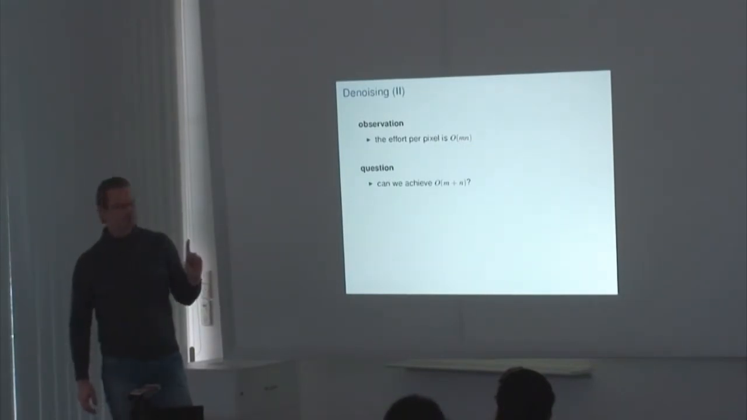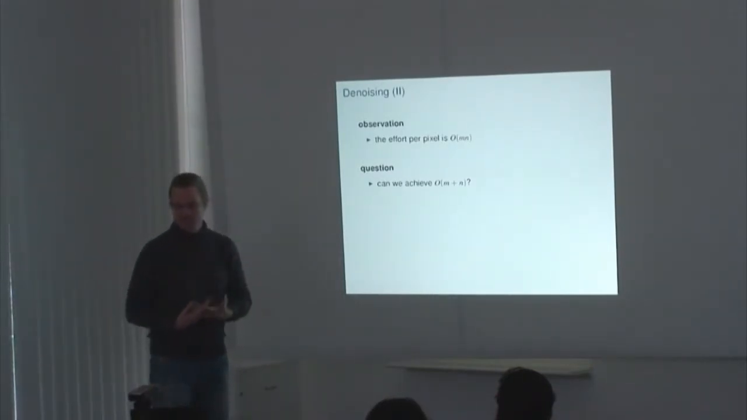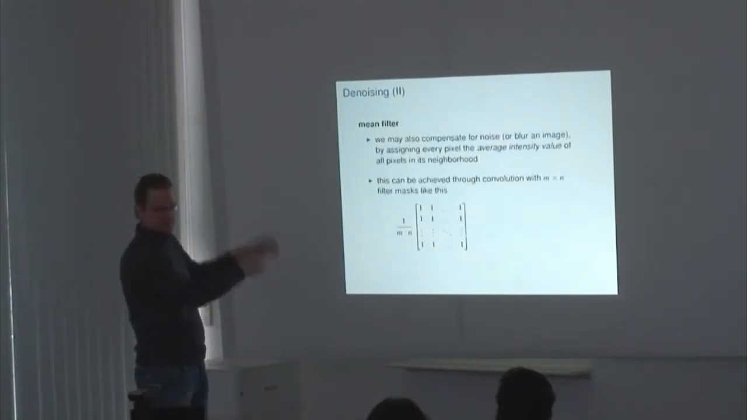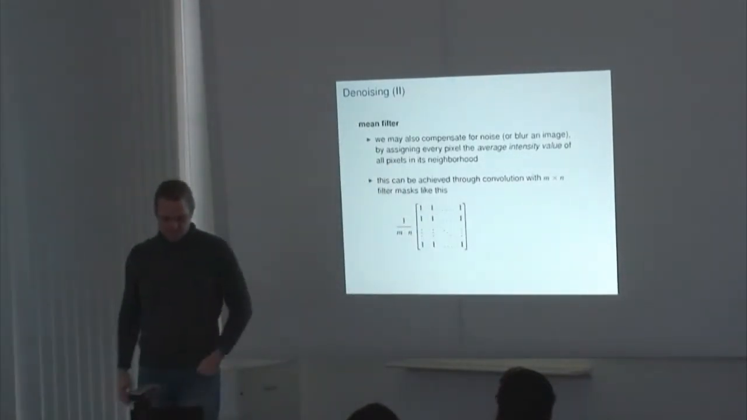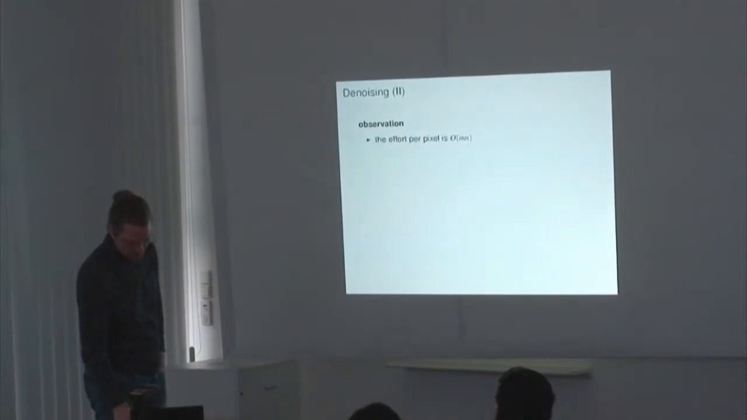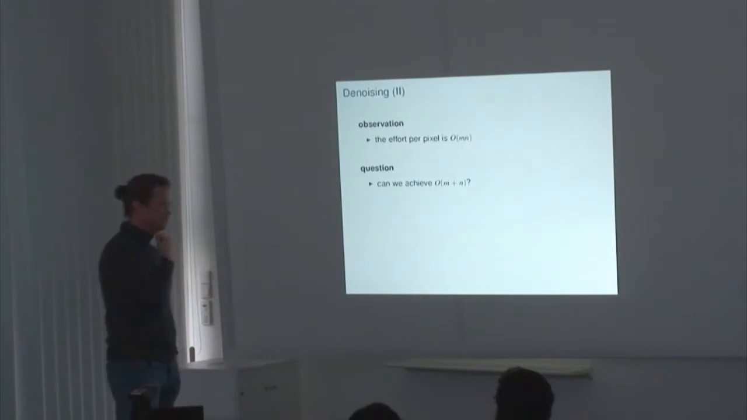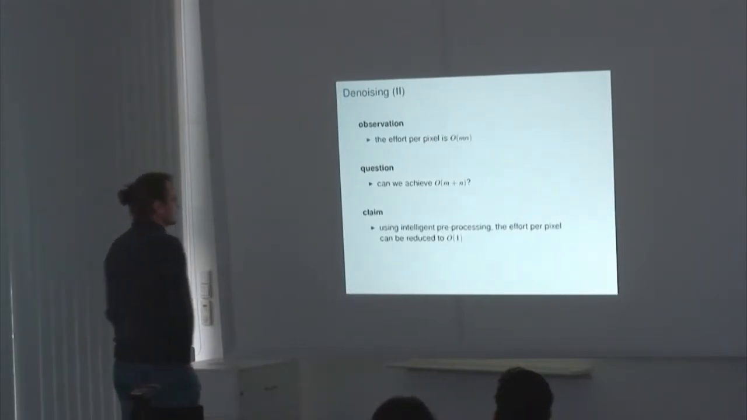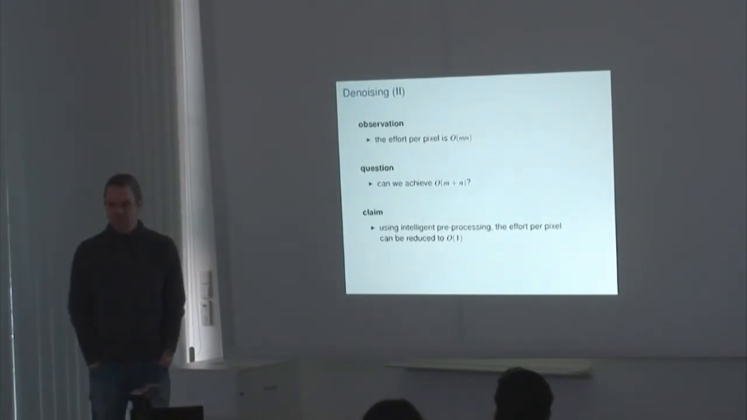I have to point out that not every filter mask is separable, but if they are symmetric, and this one is totally symmetric because it contains just ones, so we can flip it, rotate it, it's always the same. Right? If they have this property, then we may be able to separate them. So here we can push that down to O of m plus n, which is great. And now there is an outrageous claim. I claim that we can reduce the effort per pixel to O of 1.